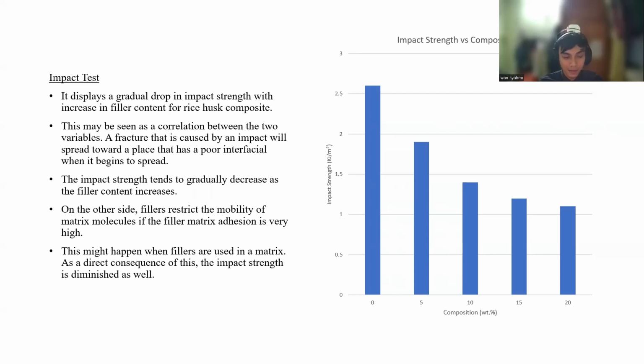On the other side, fillers restrict the mobility of matrix molecules if the filler addition is very high. And this might happen when fillers are used in a matrix. As a direct consequence of this, the impact strength is diminished as well.